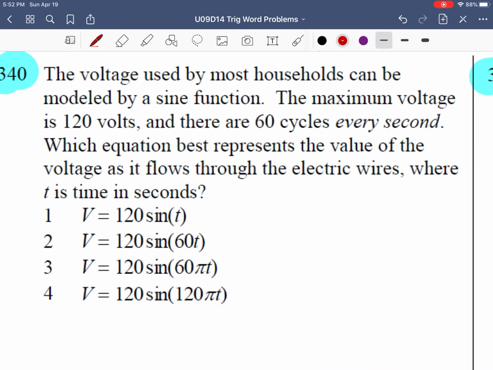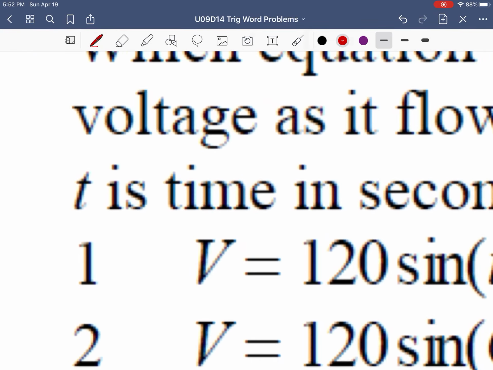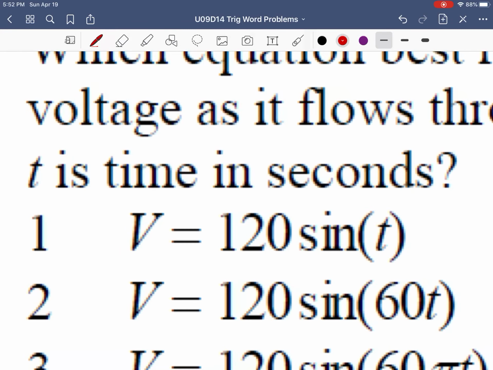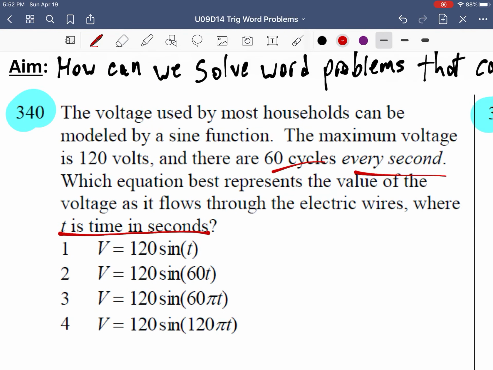It says, the voltage used by most households can be modeled by a sine function. The maximum voltage is 120 volts, and there are 60 cycles every second. Which equation best represents the value of the voltage as it flows through the electric wires, where t is time in seconds? All right, so that's our question.